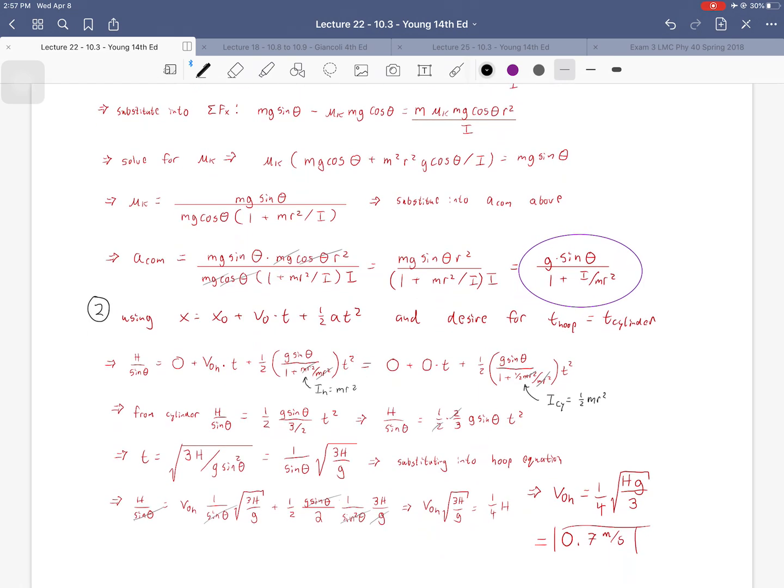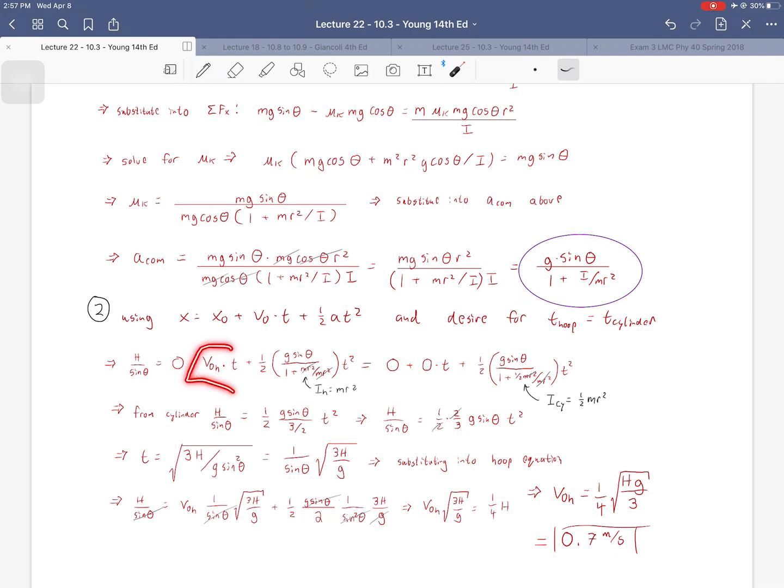Okay, so I could use that to find the time. So that's all I do here, I find the time using the motion of the cylinder. I know that must be the same time, so then I just back substitute that time, expressed in terms of the height and gravity and the angle. I then substitute that back into the motion for the hoop, and then I can go ahead and solve for the initial velocity.